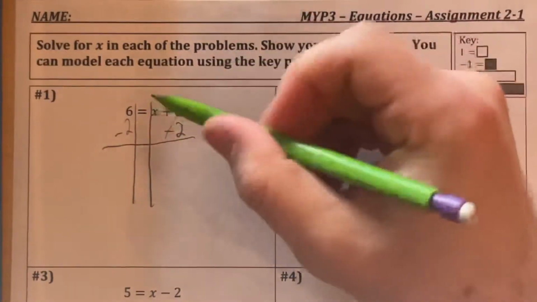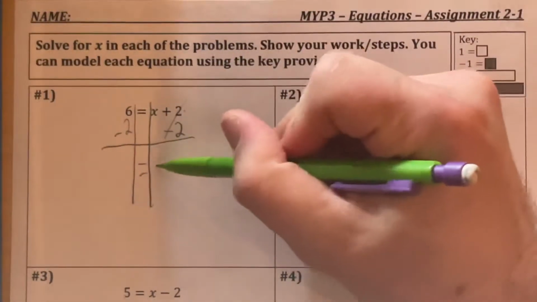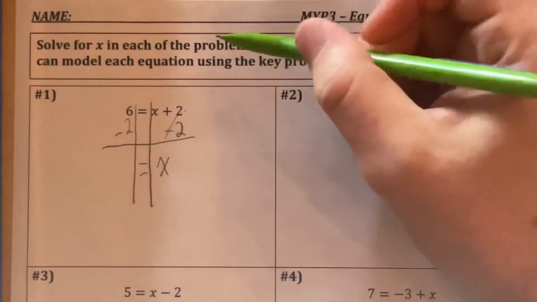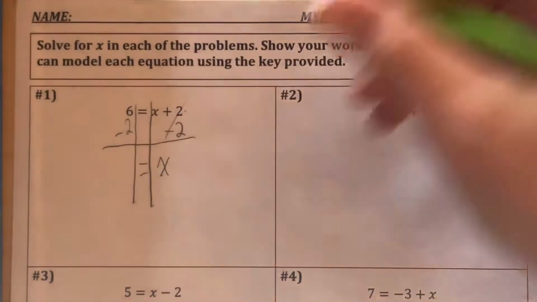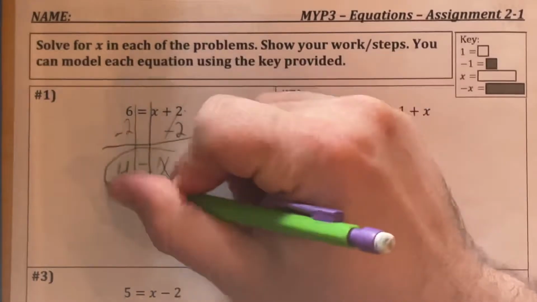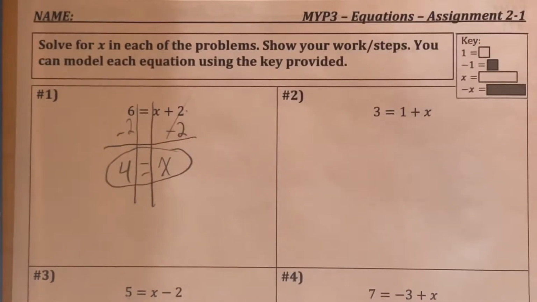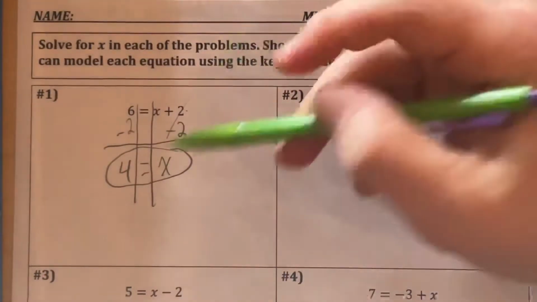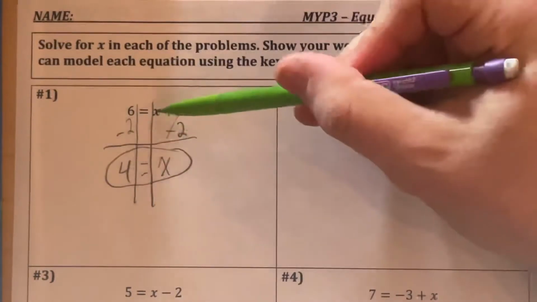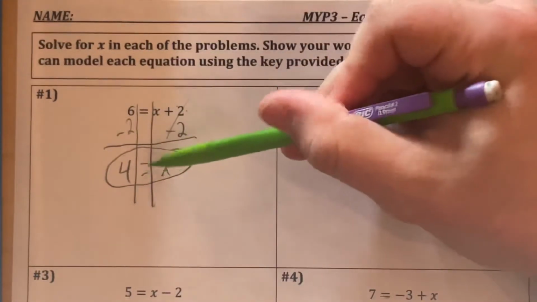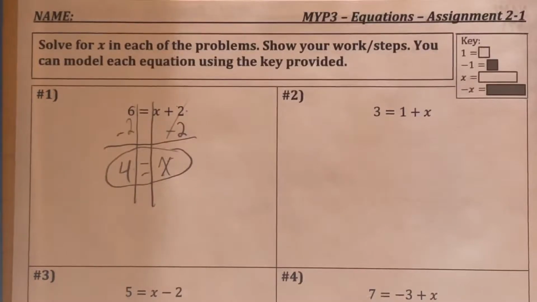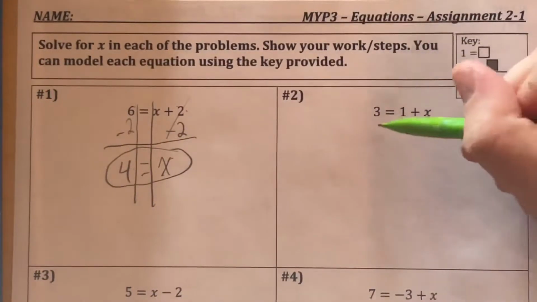On the right side, my 2's cancel out. And so I have just x. And then on the left side, I have 6 minus 2, which is just 4. Again, you can always plug in your value for your variable to check. So for example, I can say 4 plus 2 is equal to 6, so I know that x equals 4 is the true answer.